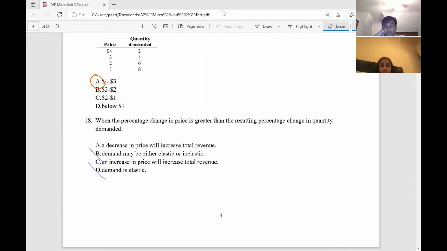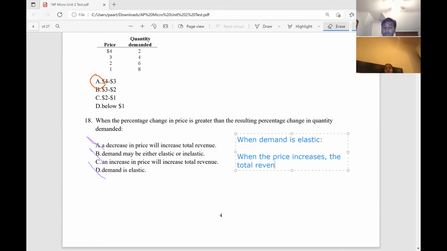And then you should remember the total revenue test, and this will help you answer the question. For inelastic, you should remember that when the price increases, the total revenue also increases. Is that right? Yeah, so when demand is inelastic and the price increases, the total revenue increases. Think about it this way: that means in reality, your price doesn't really have an impact on the quantity demanded.